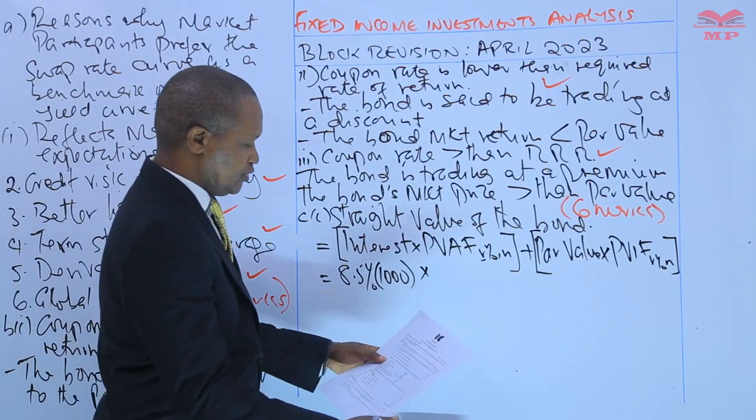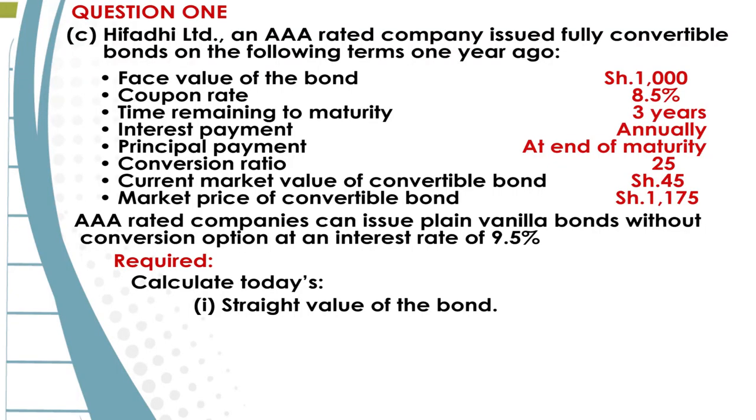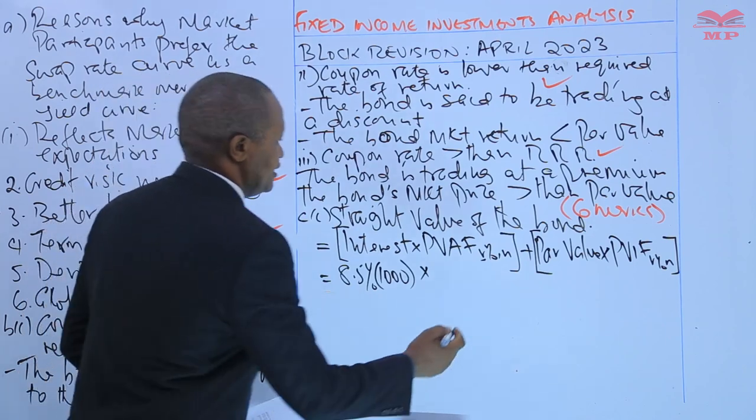The rate we are provided in the question, in the information given below: AAA rated companies can issue plain vanilla bonds without conversion option at the interest rate of 9.5%. We are going to use 9.5% to discount this annuity. And you see from the question, candidates, the time remaining to maturity is 3 years. So that will be our N.